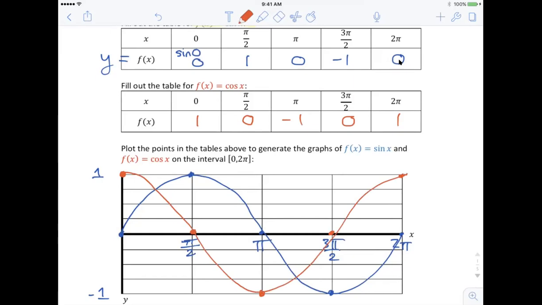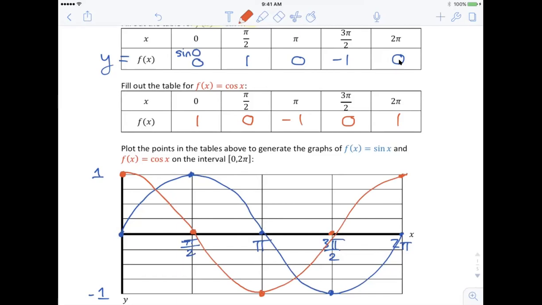So these are one cycle of each sine and cosine from 0 to 2 pi, the pattern of those two graphs. Good to refer to this when you're doing graphing. This will help a lot, that pattern that you see there. It's good to know the pattern of sine and cosine.